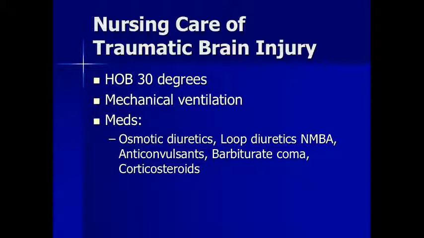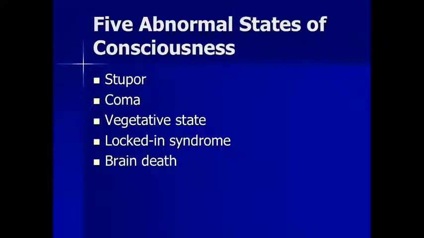Finally, I want to talk about the 5 abnormal states of consciousness and disabilities that occur from traumatic brain injury. Your 5 abnormal states are stupor, coma, vegetative state, locked-in syndrome, and brain death. So let's start with stupor. In stupor, patients are usually unresponsive but can be aroused briefly by a strong stimulus, such as sharp pain.